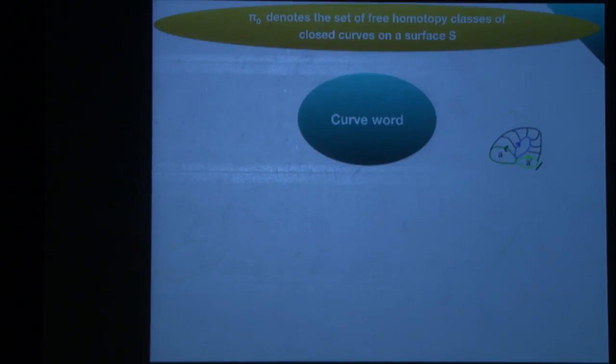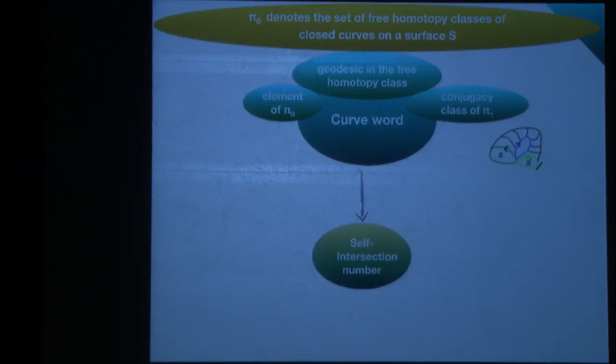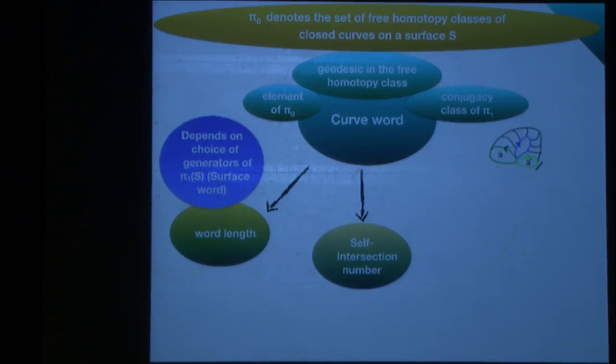So then we have three numbers. We have a curved word, we have a surface with boundary, and we have different ways to see it. It's a deformation class, it's a geodesic, you can also identify it with a conjugacy class of the fundamental group. And there are three numbers we can associate.